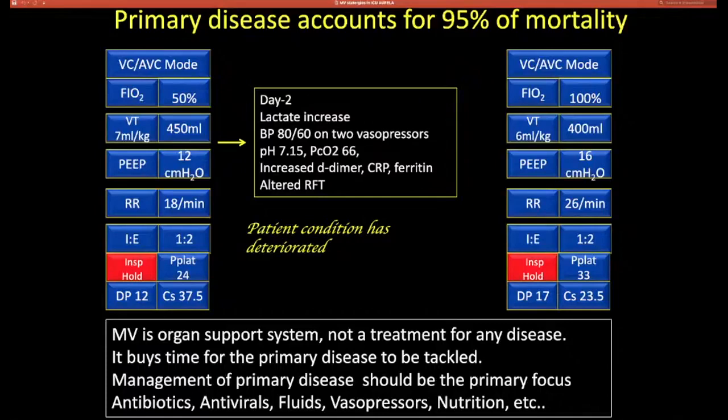So I want the younger students, the younger colleagues, to understand that if you don't identify the primary pathology, institute the proper treatment, if it is a COVID, antiviral, if it is a sepsis, where is the source of sepsis? What is the organism? Otherwise, go and look at the antibiogram of the hospital, what is the empirical therapy? Then narrow it down to the organism. That is what is going to save the patient, not a good mechanical ventilation. Not that I'm saying that you shouldn't do a good mechanical ventilation, but the primary focus has to be in identifying the primary pathology.